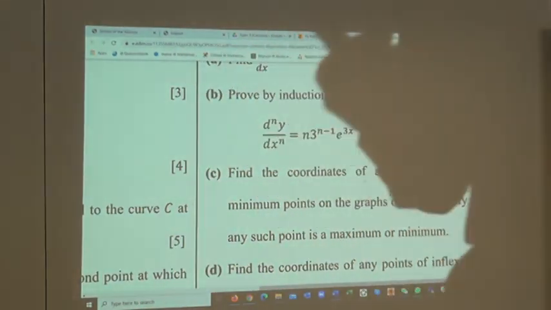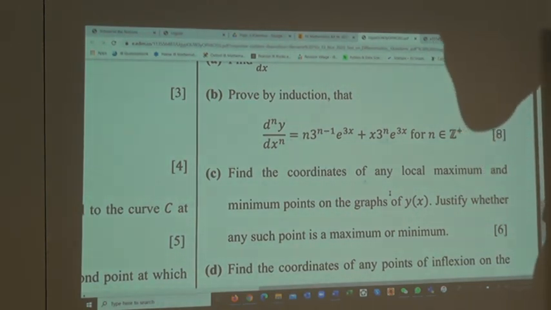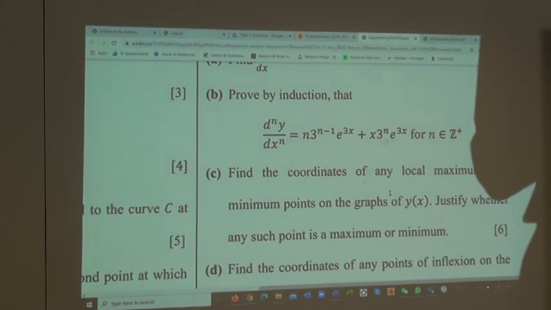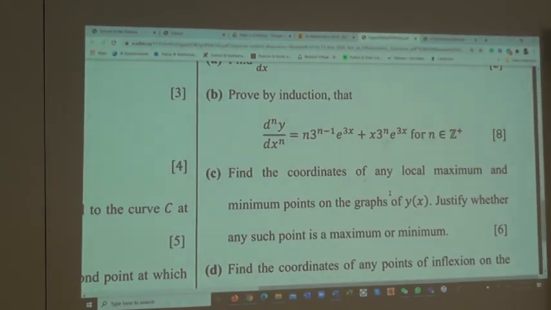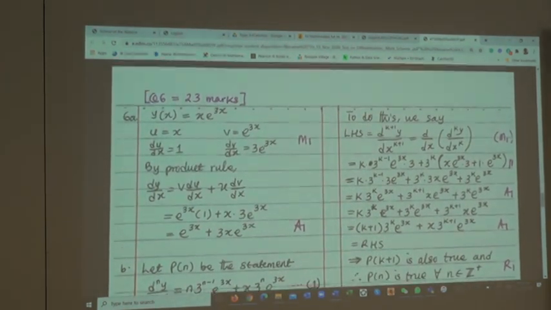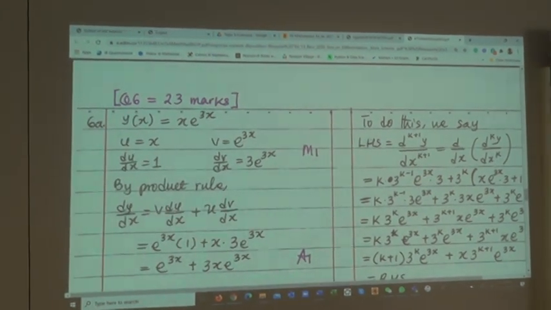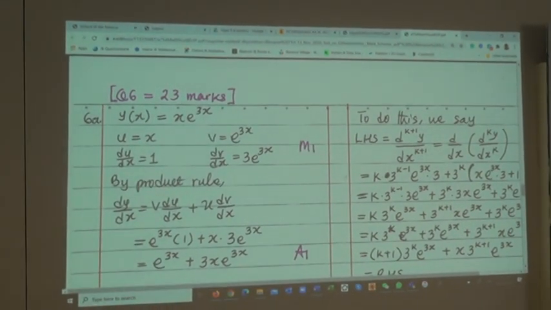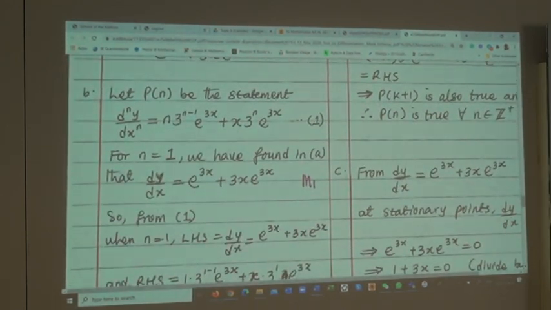By quoting the previous result, everybody did something nice there. I love that. Then you assume for k. You assume this is true for k. Okay, I just go through with the solution. This is the first part. The first derivative. You use the product rule, of course. Easy. Then I said, Pn is the statement.